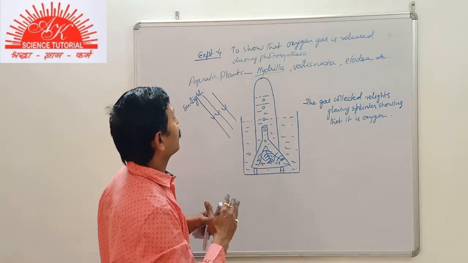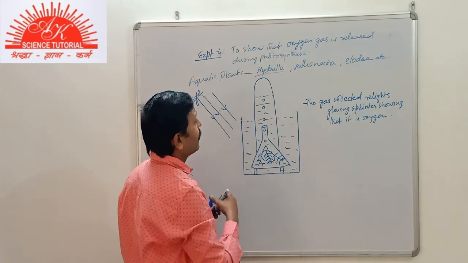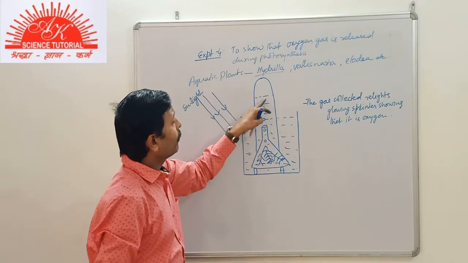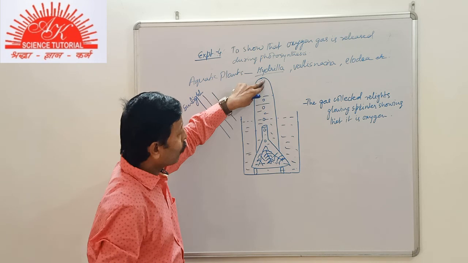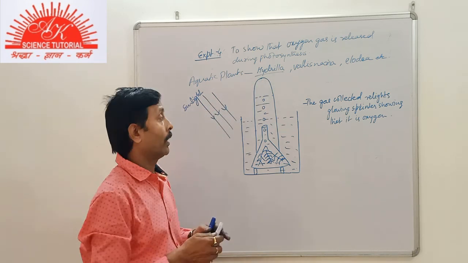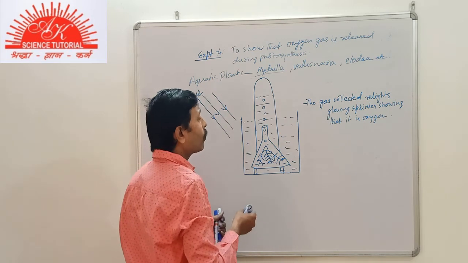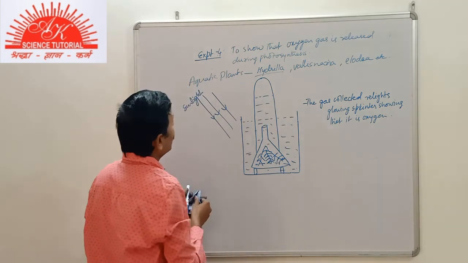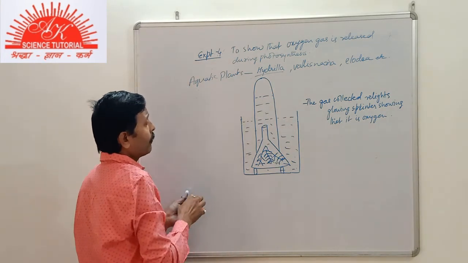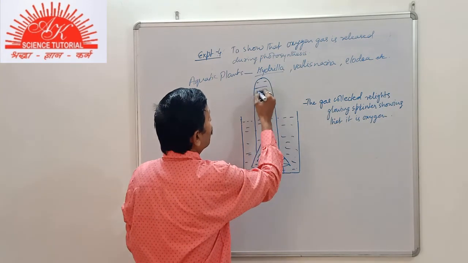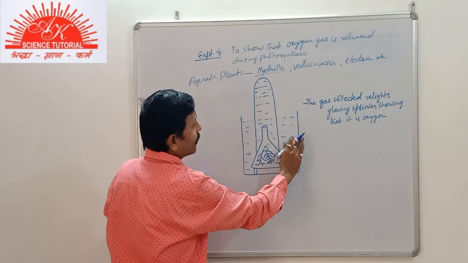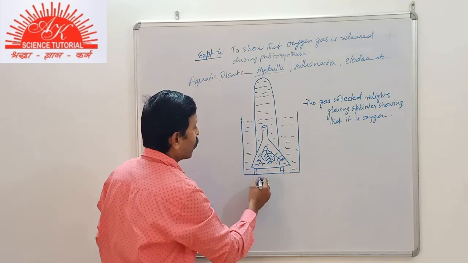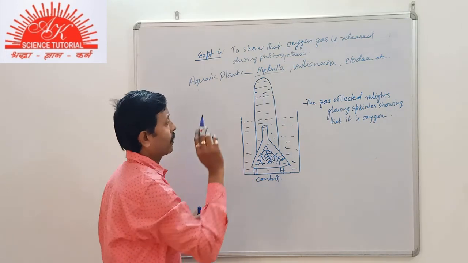Now, suppose, students, that the same setup is kept in darkness, then no air bubble will be formed and the tube will be completely filled with water. So, this will be the control setup. Suppose the question is asked to draw the control setup of this experiment. In that case, we'll just remove sunlight. The test tube will be completely filled with water. There will be no air bubble, that is, no oxygen gas is released since there is no photosynthesis. So this figure will be for the control of this experiment without sunlight.